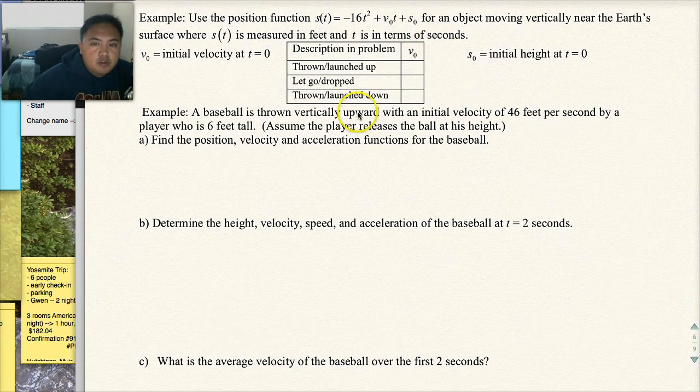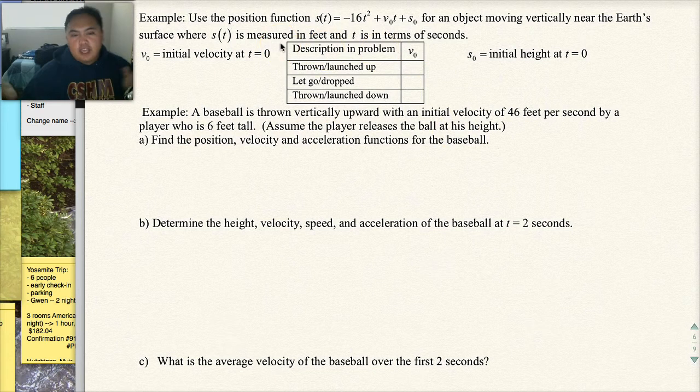A baseball is thrown vertically upward with initial velocity of 46 feet per second. Okay, baseball, a guy's throwing it, and the guy is 6 feet tall. Okay, and let's assume that the player releases the ball at his height. Find the position, velocity, and accelerations for the baseball.